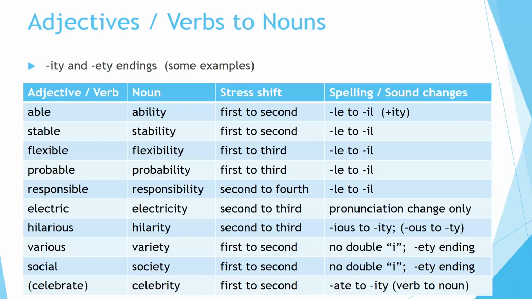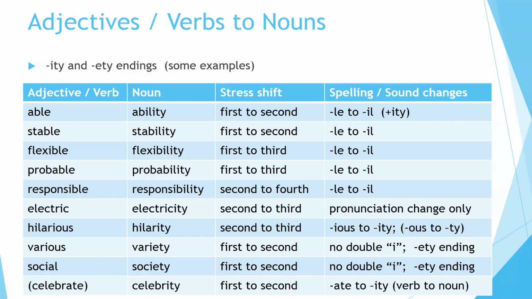Various, variety. The stress shifts from the first syllable to the second syllable. Now this one is different because we can't add another I before the TY ending. So in this case, we don't have a double I, but we have an ETY ending, which is basically the same idea here. Variety.